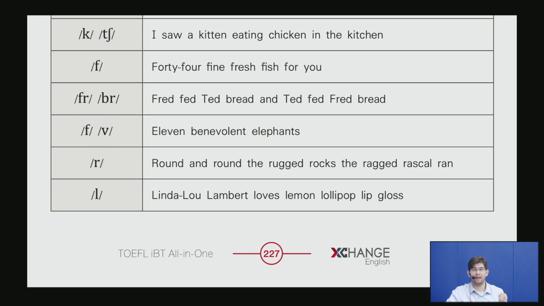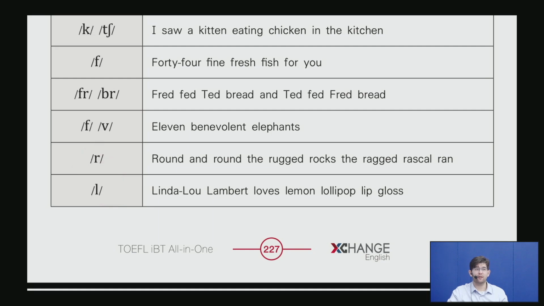Our next one focuses on F and V. F and V are very similar, and both of them once again have to bite the lip. This is the most important part with our V. One of the most common mistakes I hear with V is V's turn into W's. So we have to make sure we're biting always for the V. And our example is 11 benevolent elephants. And on each one, I'm biting my lip on that V or that F sound. 11 benevolent elephants. Biting our lips.